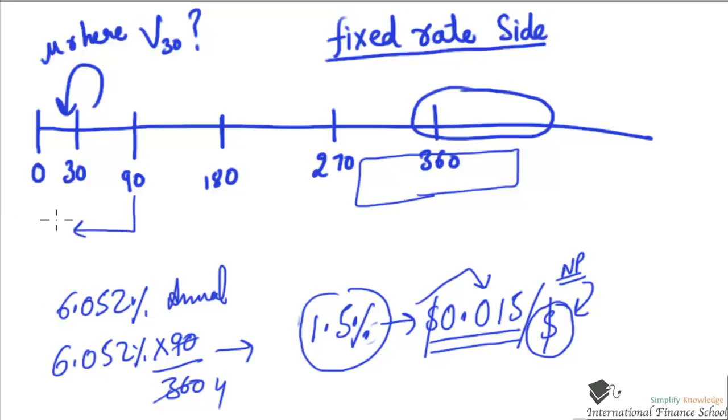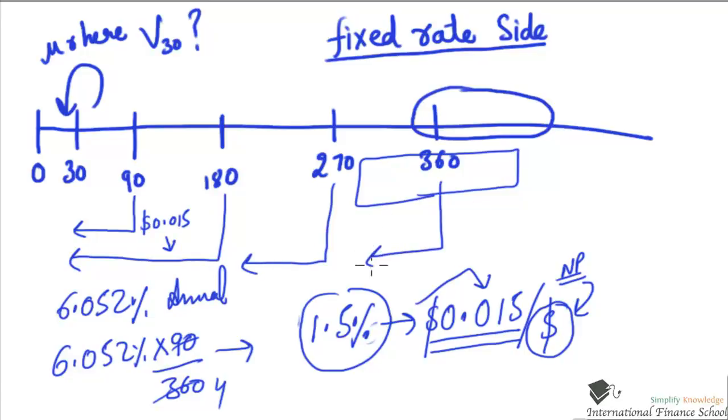This has to happen. So I say $0.015. Then I say same will come out at 180, same number. Then after 270, after 360. So same has to be paid because it's a fixed rate side. They are paying same $0.015, $0.015. Now I need to find the present value of these numbers, right?